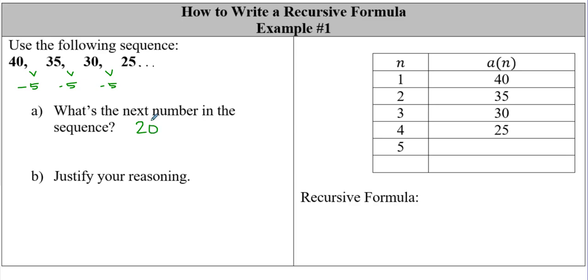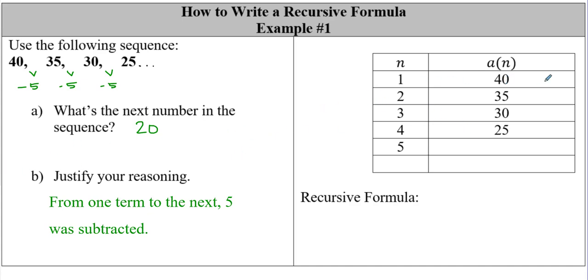Okay, and then it wants us to justify our reasoning, so we want to write this out in complete sentences. All right, look at that. From one term to the next, 5 was subtracted. So somewhere along those lines, you could write something out to justify your reasoning.